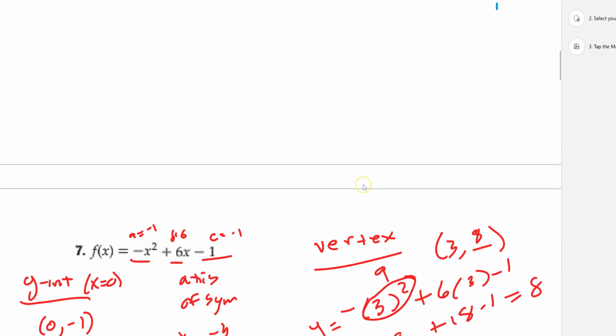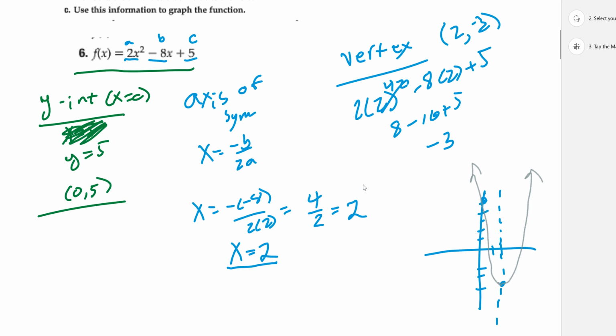Look, this one's opening down. The one we just did is opening up. Do you know what the difference is and why that's going on? It has to do with your a.